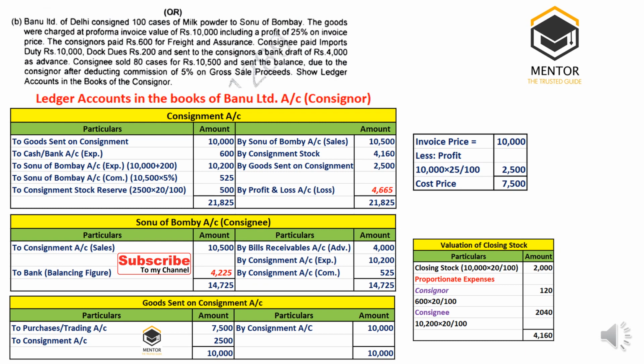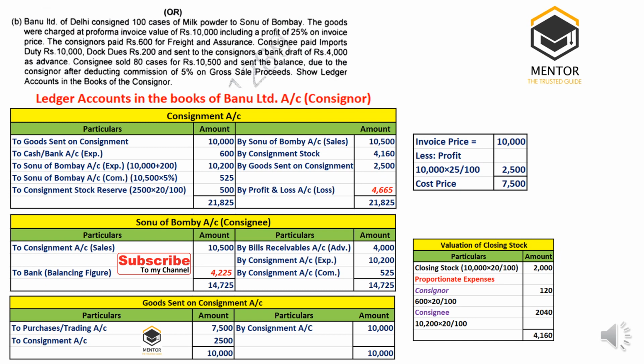Then we write the sales on the credit side of the consignment account. By Sonu of Bombay, sales 10,500, he has sold. So to consignment account 10,500 in the consignee account will be written, as well as expenses will be written. Once we have written the consignor expenses and consignee expenses, and we sold the material, then commission. How much commission is Sonu entitled to get? 5% on 10,500, that is 525, the commission that will be credited to the consignee account.